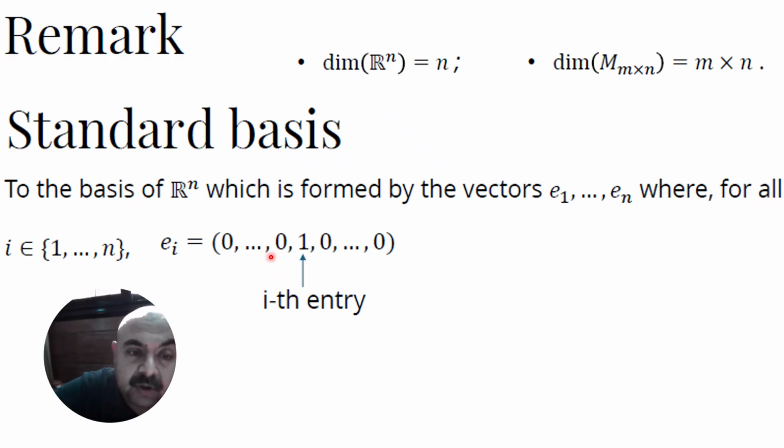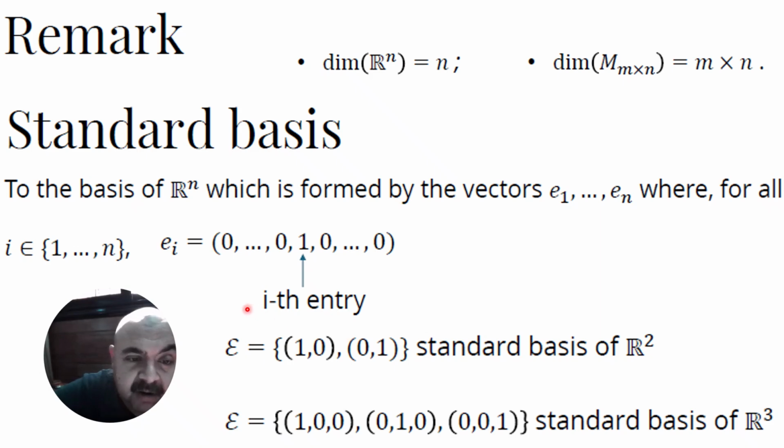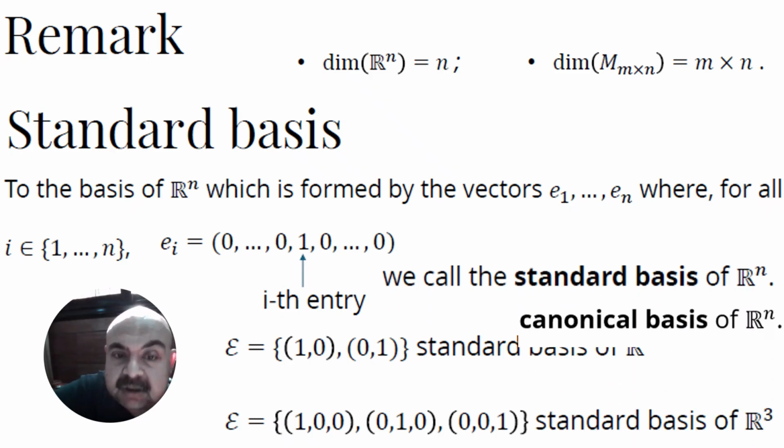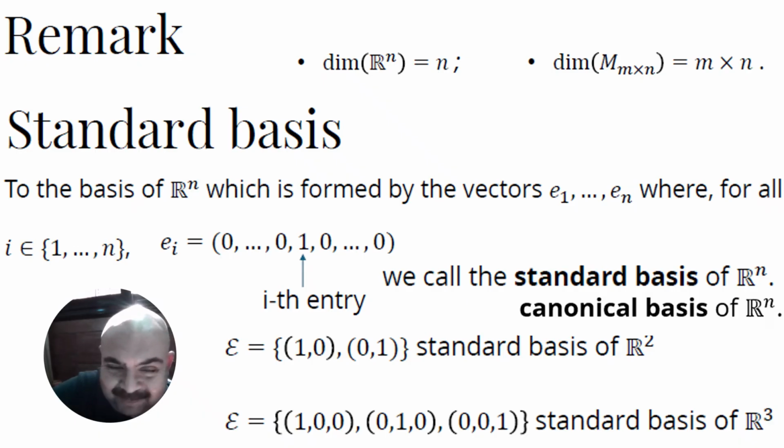each vector consists of elements all equal to 0, except its pivot. What I mean is, if we are in R1, the basis is just a set containing 1, because the dimension is equal to 1. If I am in R2, the main basis is (1, 0) and (0, 1), and it's the standard basis of R2. In R3, it's going to be (1, 0, 0), (0, 1, 0), (0, 0, 1), which is the standard basis for R3. Also, the standard bases are called the canonical basis of Rn.